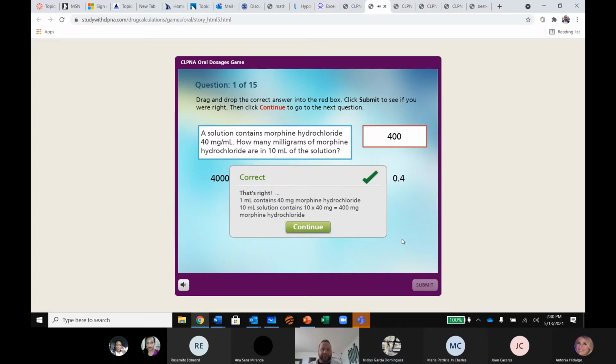Good job. It's 400 because 1 ml contains 40 milligrams of morphine hydrochloride, so the 10 ml solution contains 10 times 40 milligrams, which is 400 milligrams of morphine hydrochloride. So you multiply 10 by 40. Got it, everyone? Yes. All right, perfect.